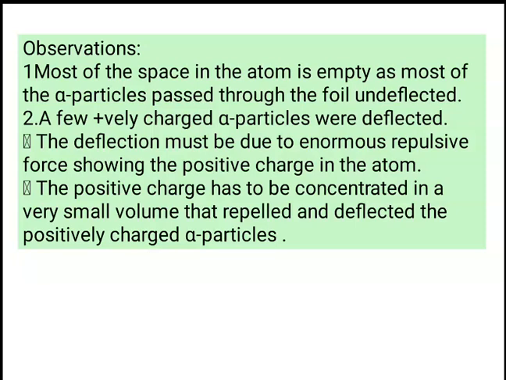So how did he explain these observations? He simply stated that since most of the alpha particles pass through the atoms of gold undeflected, this means that they did not come across any obstruction in their path, which simply implies that most of the space inside an atom is empty. So electrons with negligible mass were supposed to be present in this space.